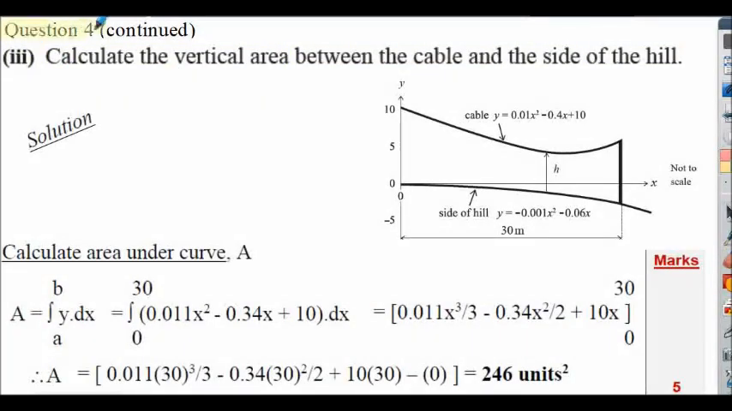Here's question 4, part 3, solution. So we're calculating the area under the curve, labelled as A here. So integrating y with respect to x between our limits. So here's the y as a function of x, integrating with respect to x between the limits of 0 and 30. That's the x-axis from 0 to 30. All standard integrals of the form ax to the n.